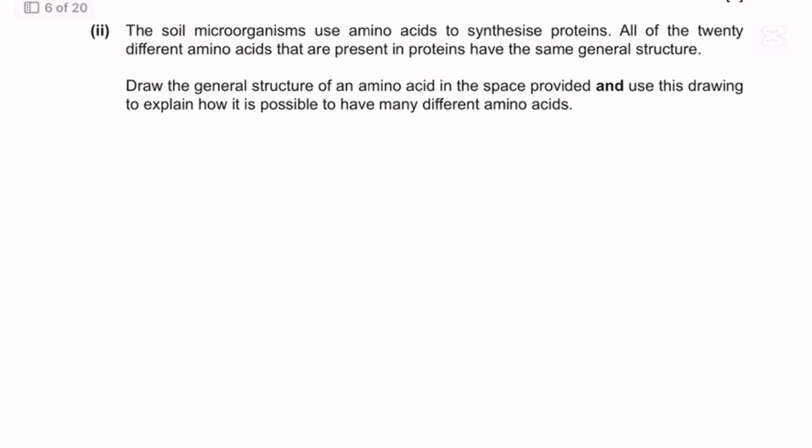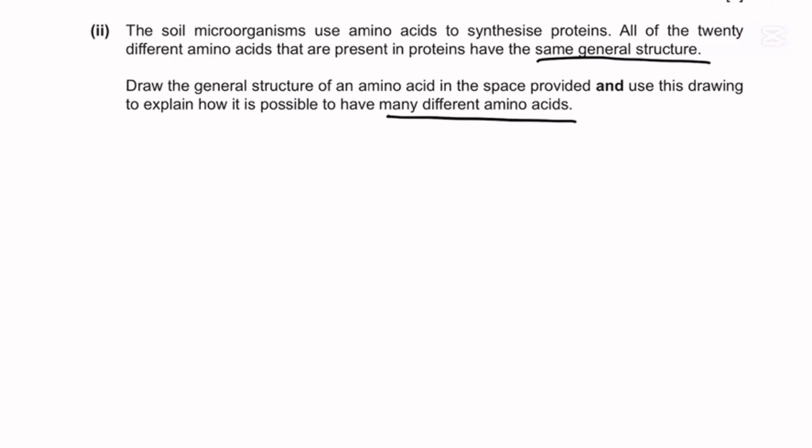Now this brings me on to part two. The soil microorganisms use amino acids to synthesize proteins. All the 20 different amino acids that are present in proteins have the same general structure. Draw the general structure of an amino acid in the space provided and use this drawing to explain how it's possible to have many different amino acids. So again, amino acids have the same general structure. The only different part about them would be the R group or the variable side chain.